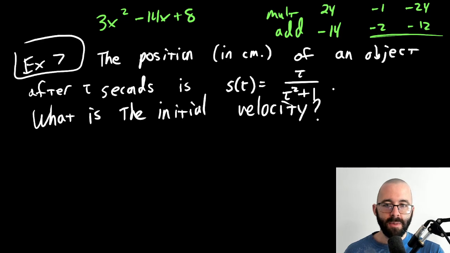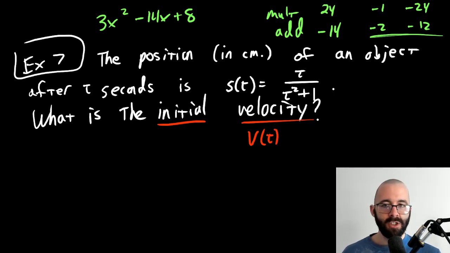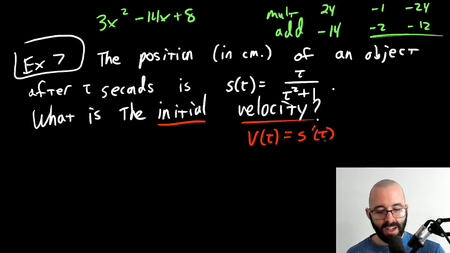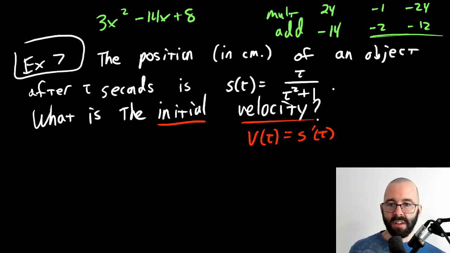Well, to answer the question, we have to know what it's asking. What does that mean? Initial velocity. There's two pieces of data. Velocity, we often write it as v of t. What's the relationship between velocity and position? The velocity is the derivative of the position. Velocity is just how fast your position's changing. How something's changing, that's a derivative. That's a rate of change. So the velocity is just the derivative of the position function.